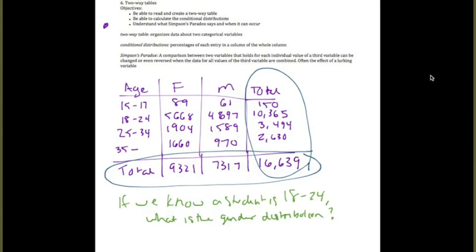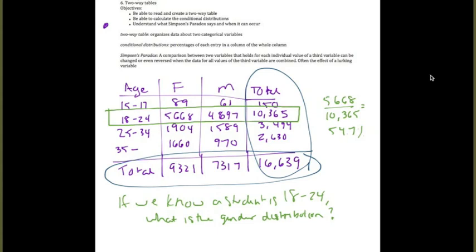Okay, so then if we know a student is 18 to 24, then what is the gender distribution? So what percent are male and female, but just within that particular category? If we know they're 18 to 24, we are only talking about that information. Nothing else in the chart is important to us. So what percent would be female? How would I find that? 5668 divided by 10365, and then we could do that division on out. It turns out to be 54.7, and then male would be the other side of that, 45.3.